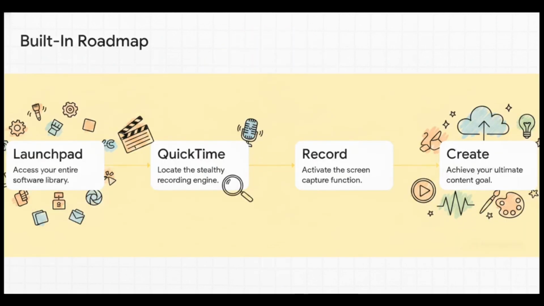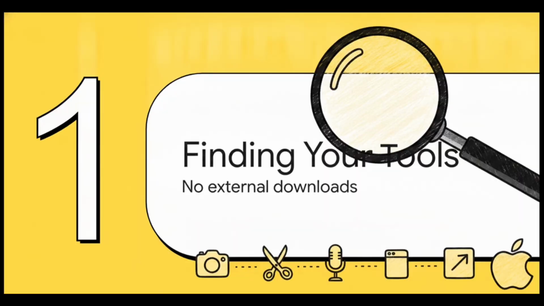Here's our built-in roadmap for today. It's just 4 simple steps. First up, Launchpad. Second, QuickTime. Third, Record. And fourth, Create. That's the whole shebang. Section 1. Finding your built-in tools. And remember, absolutely no external downloads are required here.